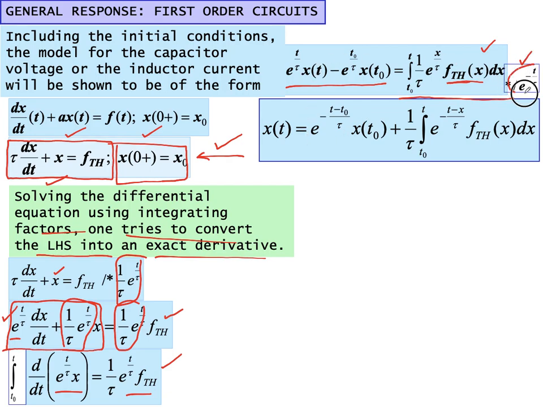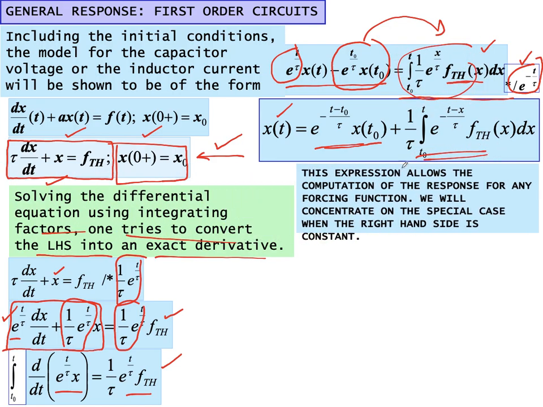So when this function is multiplied with this, the bases are the same, so the powers will add. So e raised to the power 0 will be 1. You will be left with x of t, and this term will go to that side. It will become this expression that you have over here, and this integral will be defined over here. It's just a mathematical manipulation. So this expression allows the computation of the response to any forcing function. We will concentrate on the special case when the right hand side is a constant.